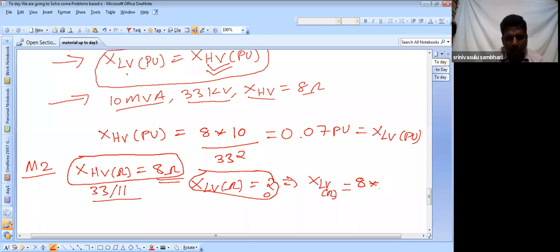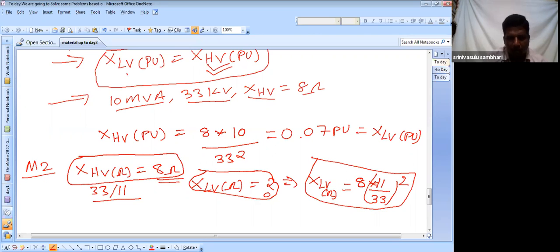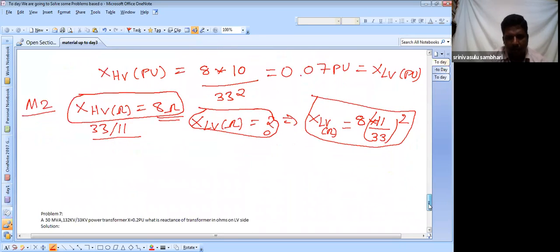What is 8 into, where you are going, which voltage you are going? That is LV side. That is how much? 11. Where you are coming from? High voltage. 11 by 33 whole square. This is the actual value on LV side. Now, if you know the actual values, can I find per unit values on LV side? Now, how to do this one?